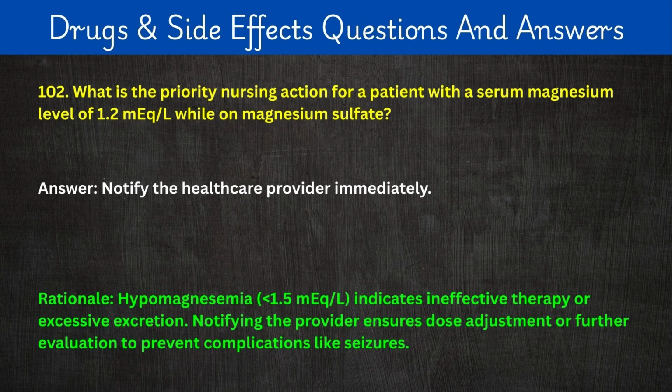102. What is the priority nursing action for a patient with a serum magnesium level of 1.2 milliequivalents/L while on magnesium sulfate? Answer: notify the healthcare provider immediately. Rationale: hypomagnesemia, defined as a serum magnesium level less than 1.5 milliequivalents per liter, indicates ineffective therapy or excessive excretion. Notifying the healthcare provider ensures adjustment of the dosage or further evaluation to prevent complications, such as seizures.